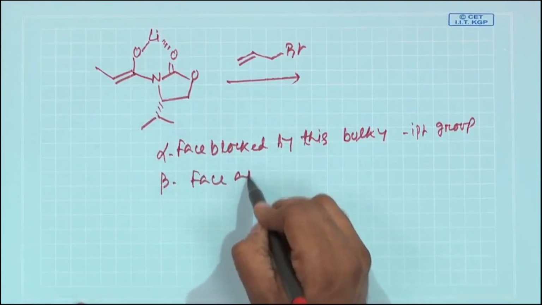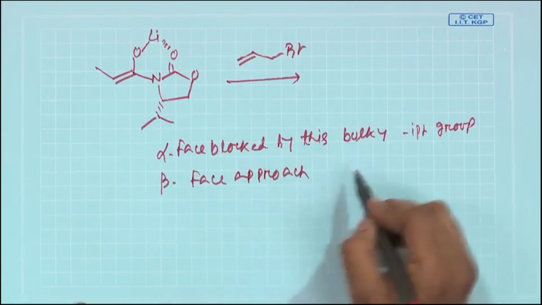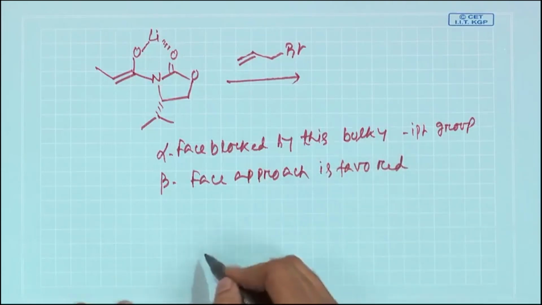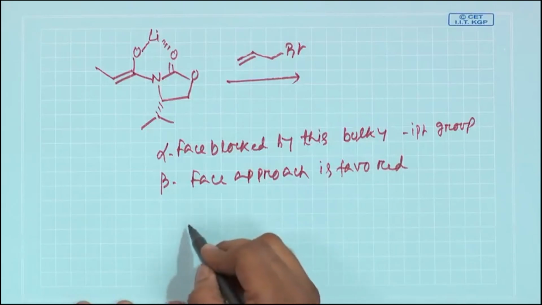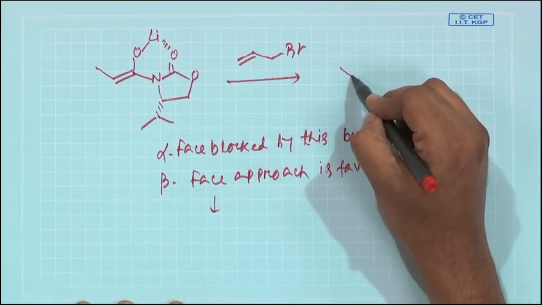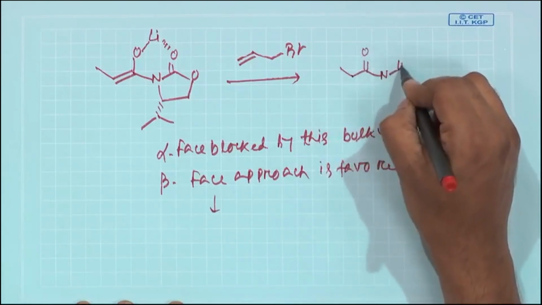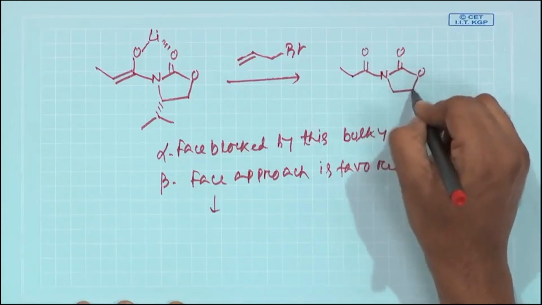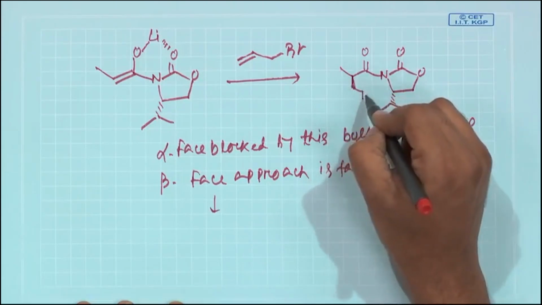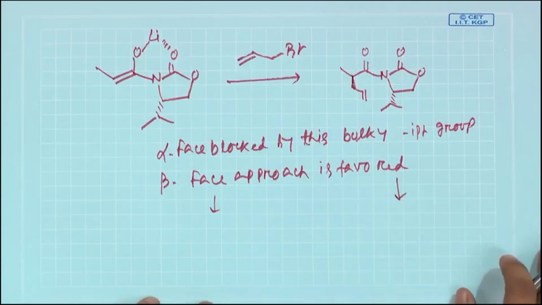Eventually, this explanation will be quite clear if you use a simple ball and stick model. So, beta face approach is now favored, and then finally, if you react these things, you get this compound. Now, as I said, the next prerequisite is your auxiliary removal.